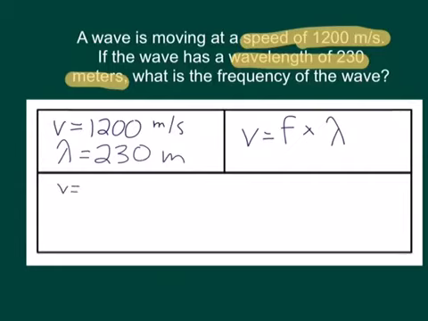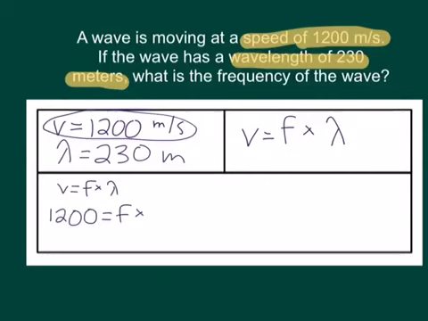So again, our formula is speed equals frequency times wavelength. We are given the speed up here, so let's plug the speed in for v. So we have 1200 equals, do we know the frequency? We don't know the frequency. That's what we're trying to solve for. So we're going to leave the frequency as f, multiply it times the wavelength. Our wavelength here is 230, so we're going to put our wavelength in right there.